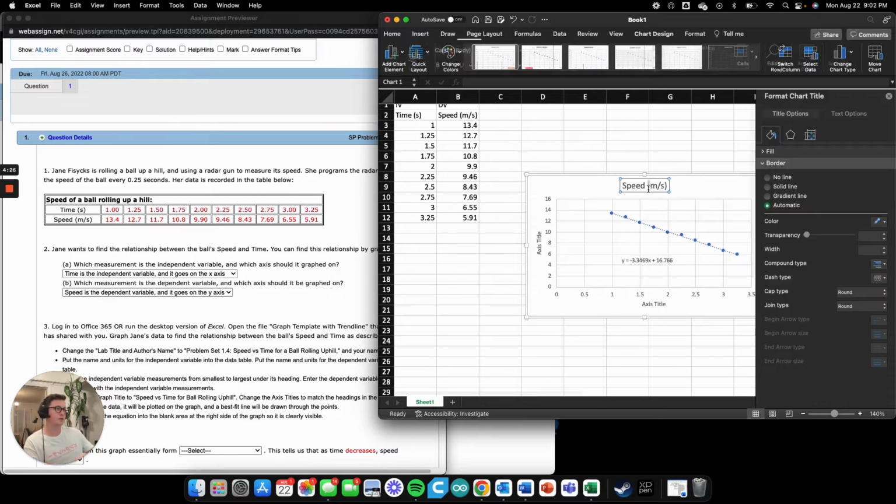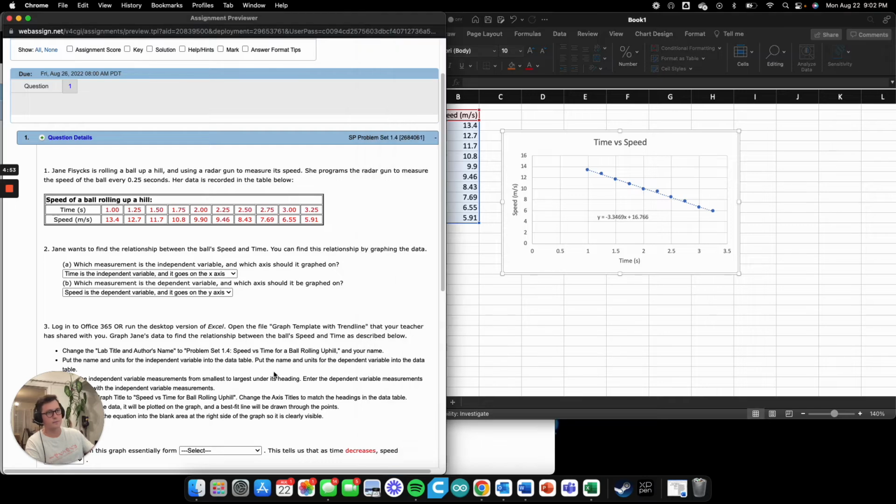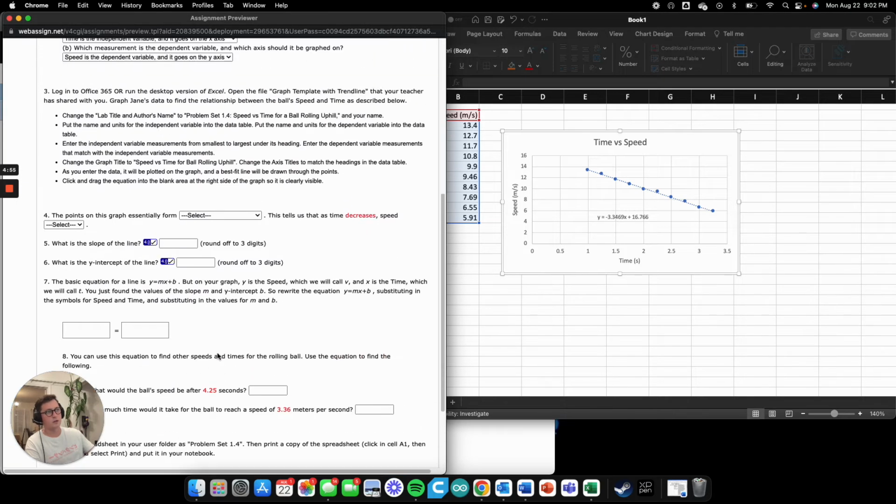There we go. We're going to change the name to be independent versus dependent variable. Independent is time versus dependent, which is speed. Change our axis titles. There we go. Perfect. Okay, so now we've got this thing.